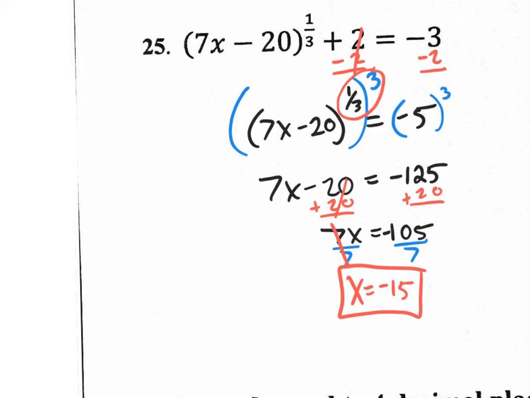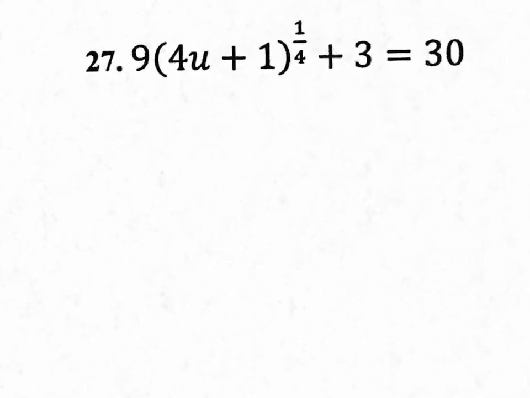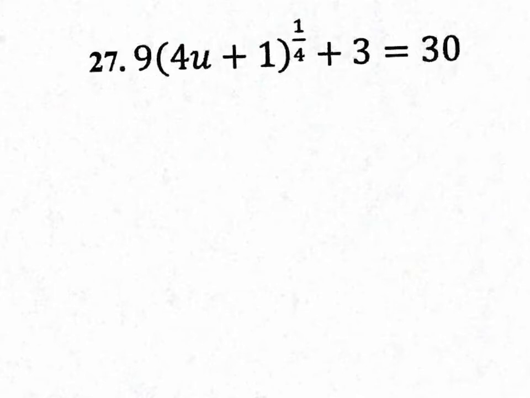So that is the answer to number 25. X equals negative 15. Let's continue on to 27. Right here we have the fourth root. Let's continue solving here.